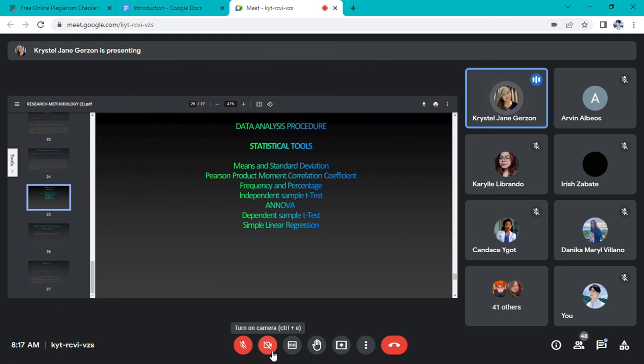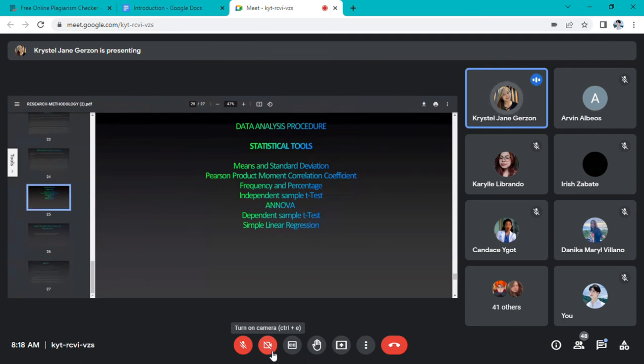If we are correlating a nominal variable and a continuous variable, we will be using chi-square for that. Meaning to say, one of your variables is nominal and one of your variables is continuous. And if you are going to correlate them, we will be using chi-square.